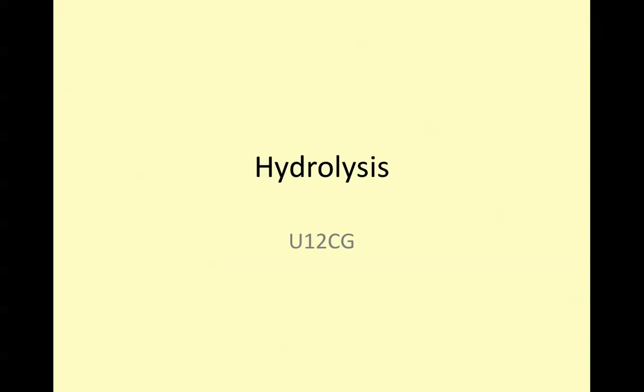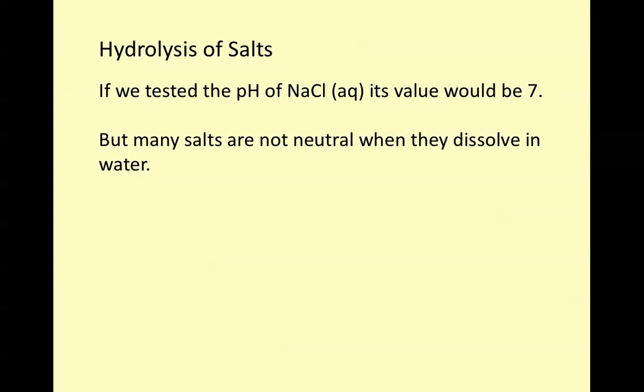Alright, this is our last topic in our acid-base unit, concept G. We're going to be focusing on something called hydrolysis, which takes a look at the salt produced in neutralization reactions. A common neutralization reaction that we've done is hydrochloric acid and sodium hydroxide, and we know the salt produced is sodium chloride. Now if we tested the pH of that salt, its value would be 7.